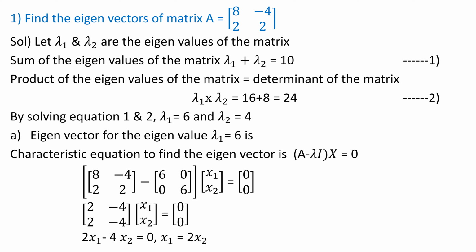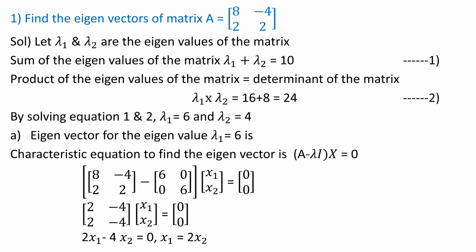So the sum of the eigenvalues, lambda 1 plus lambda 2, is equal to the sum of the diagonal elements, that is 8 plus 2, which is 10. And the product of the eigenvalues, lambda 1 into lambda 2, is equal to the determinant of the matrix, that is 8 into 2 minus 2 into minus 4, so 16, minus became plus, plus 8. So 16 plus 8 is equal to 24. If we solve these equation 1 and equation 2, we will get the eigenvalues lambda 1 is equal to 6 and lambda 2 is equal to 4.